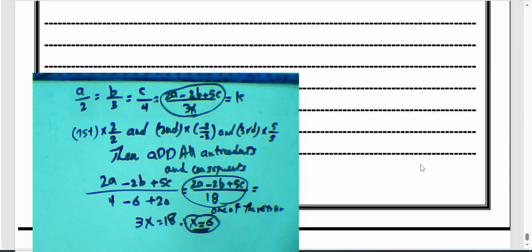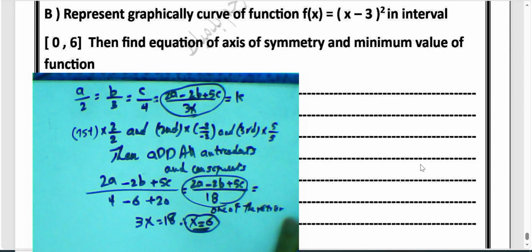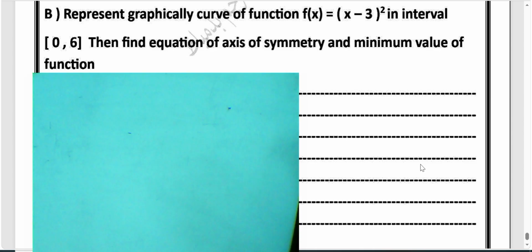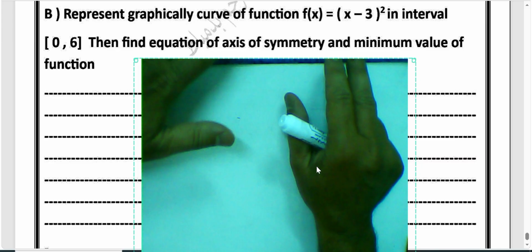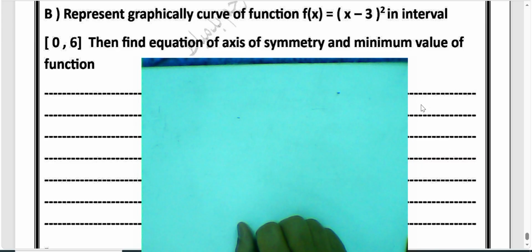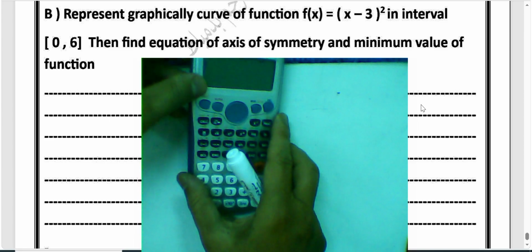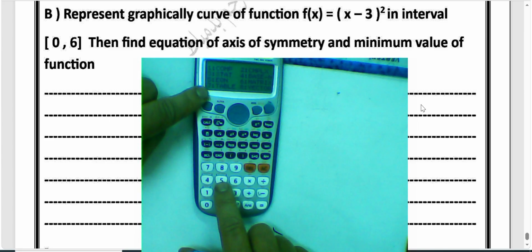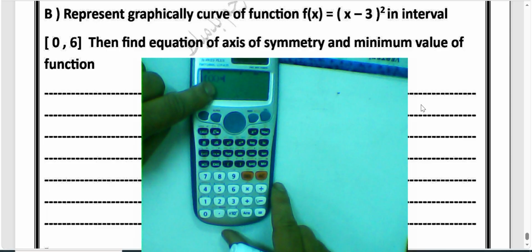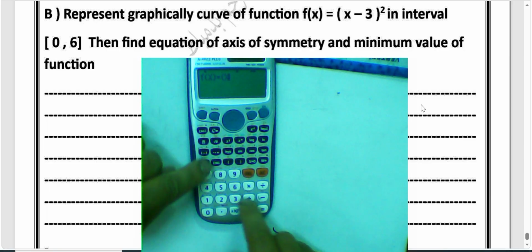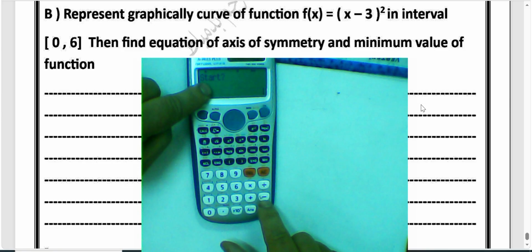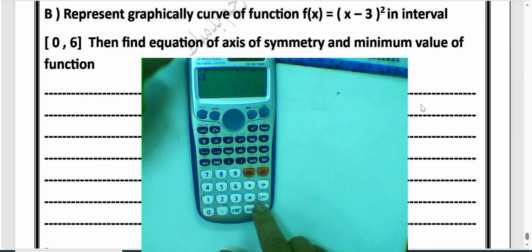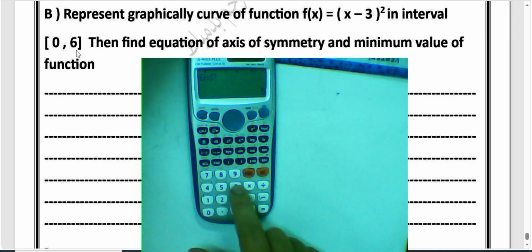Okay, next question. Represent graphically the function f of x equals (x minus 3) to the power 2 on the interval from 0 to 6, then find the equation of the axis of symmetry and the minimum value of the function. First step, I will draw the table here. Use the calculator, use this table mode. There is a function here: open brackets, x subtract 3, and then close, all to the power 2. And he asked you to start from what? Start from 0. He gave me the interval. Look, start from 0, and the end, right, 6.